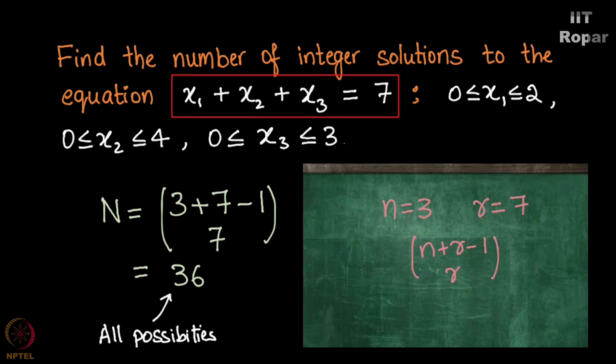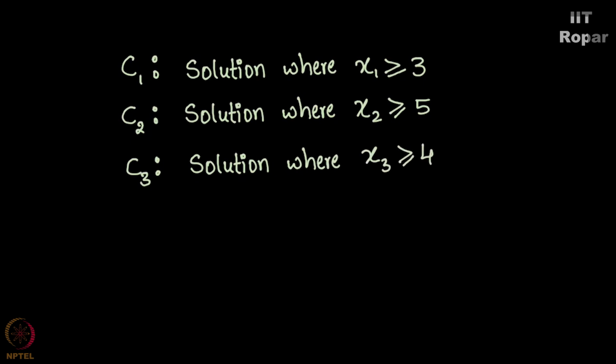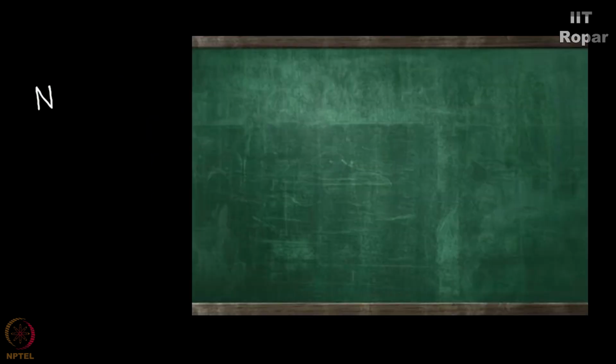Let us set C1 to be the condition where it has solutions with x1 greater than or equal to 3, C2 to be those solutions for the equation with x2 greater than or equal to 5, and C3 to be the condition where x3 is greater than or equal to 4. So these are the 3 conditions. I am setting the conditions this way. I am going to see what is n of C1.